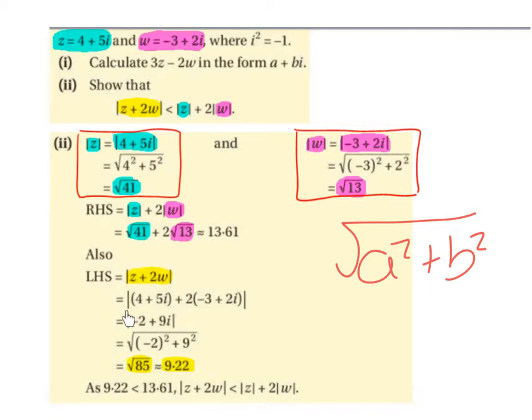So now we have our complex number. Now we apply the modulus formula. So a is the minus 2, that's the real part, minus 2 squared. And the 9 is b, that's the imaginary part, 9 squared. And we get root 85, which rounds off to 9.22. So as 9.22 is less than 13.61, the modulus of z plus 2w is less than the modulus of z plus 2 times the modulus of w. So we have shown that this is true.